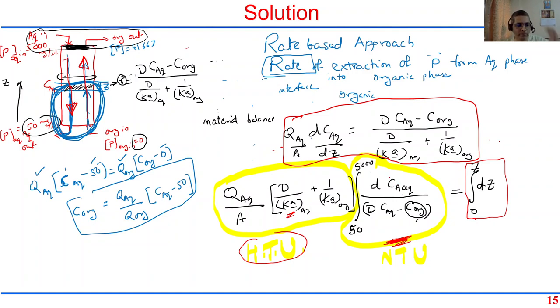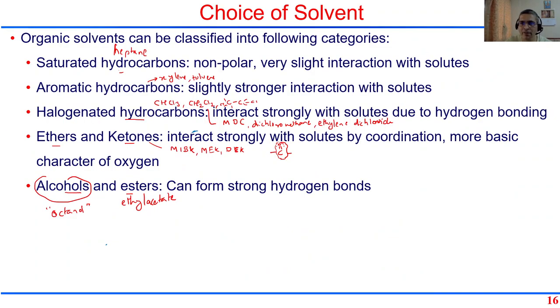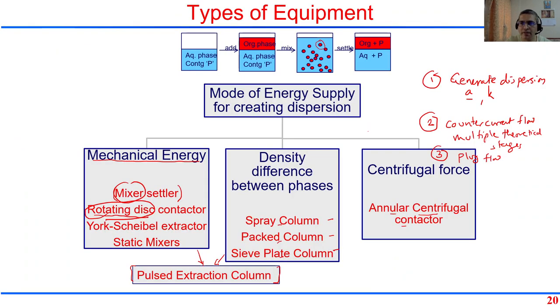Peclet number. Remember we talked about that when we were talking about RTD, the dispersed plug flow model. Dispersion is going to create backmixing. Backmixing is going to reduce the driving force. I'm going to require more height of the column. So the requirement for good liquid-liquid extraction is to generate plug flow for both the phases.